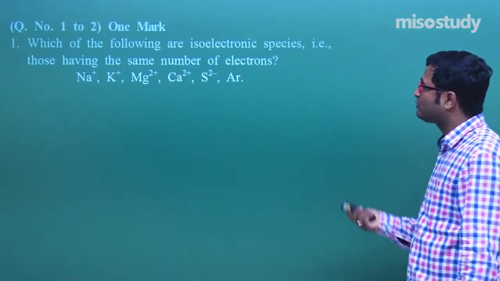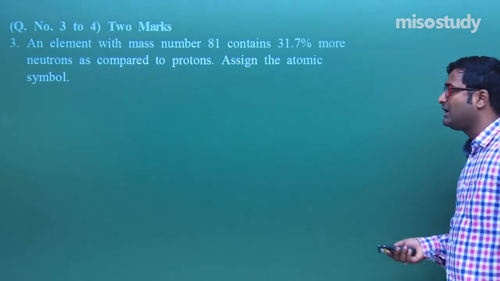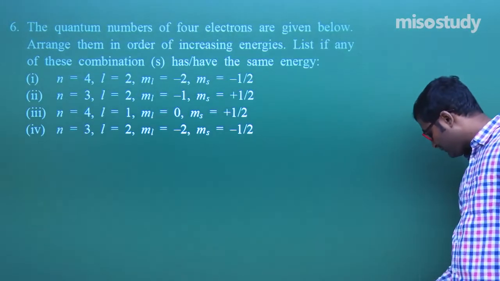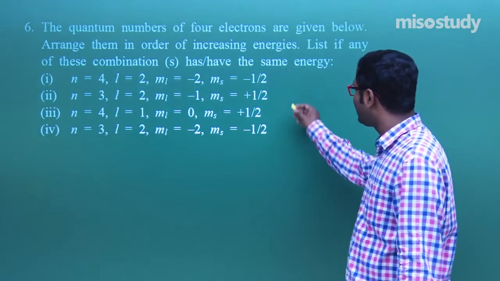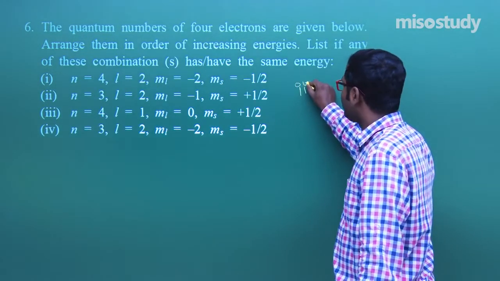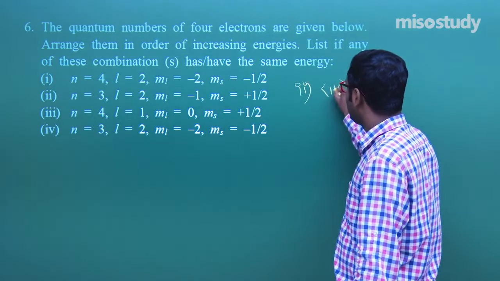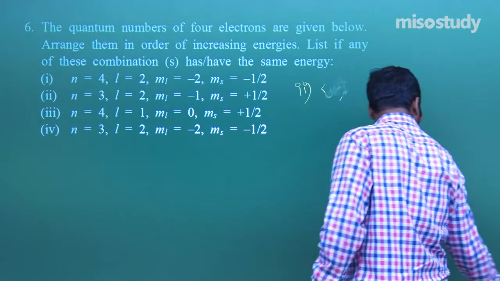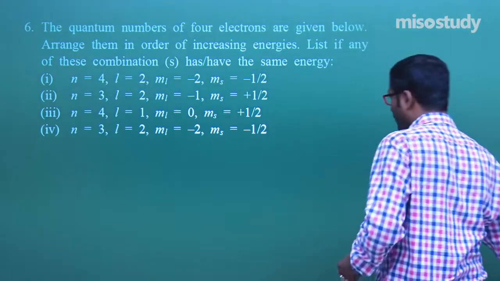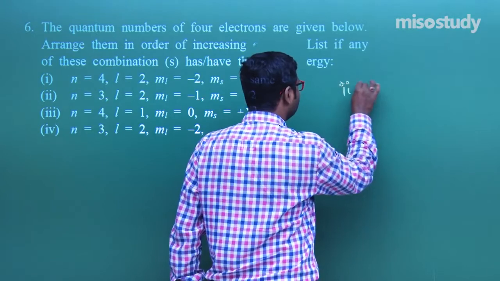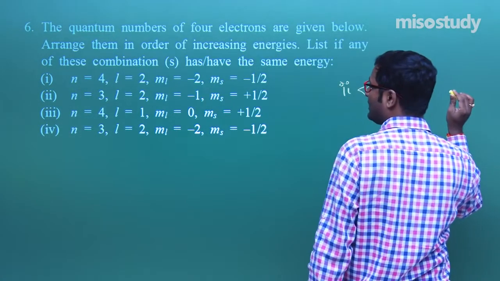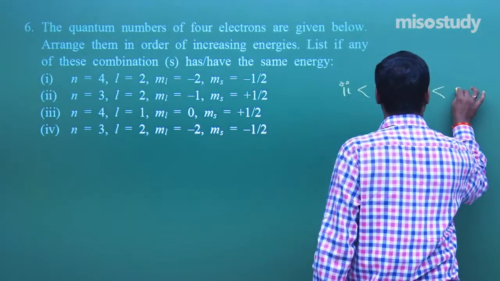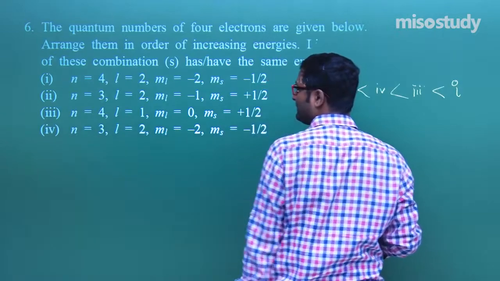I have discussed question number 1, 2, 3, 4, 5 and 6. One more thing, in question number 6, I remember the sequence was like this: 2, then there comes 4, then 3, and then 1, because this one is 4D and this one is 4P.